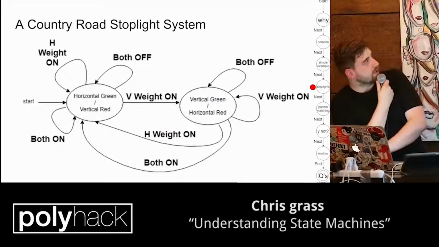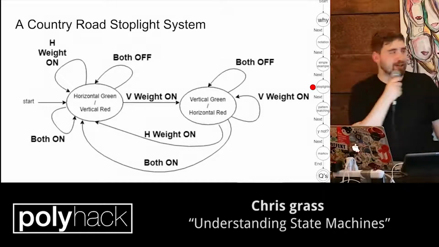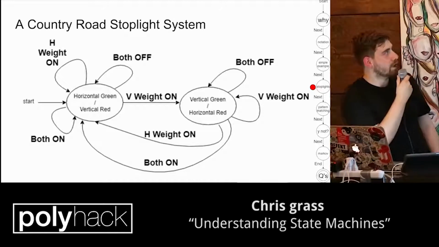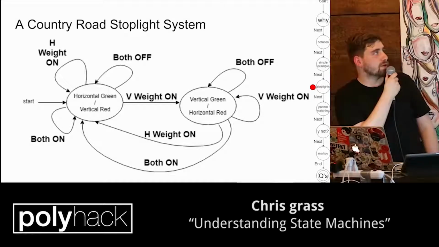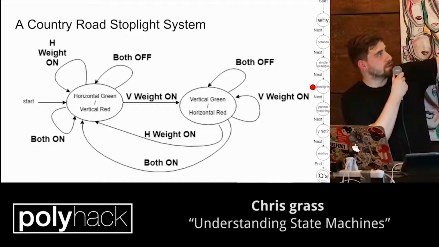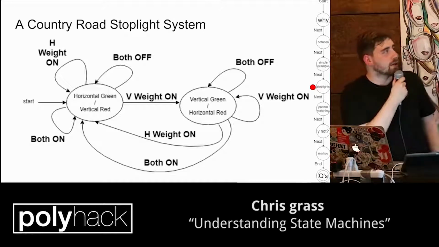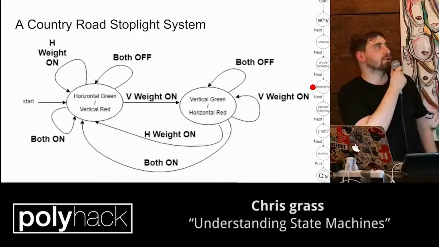And then I made a diagram for this. Again, the curves are not pretty. It's something I hope to improve. So I tried. Thank you. So yeah, we start off with horizontal green. If both of them are off, then we go back to horizontal green. We stay there. If the vertical weight's on, then we go to the vertical green. If the horizontal weight's on, we go back. And if both are on from vertical green, then of course we go back to horizontal green.